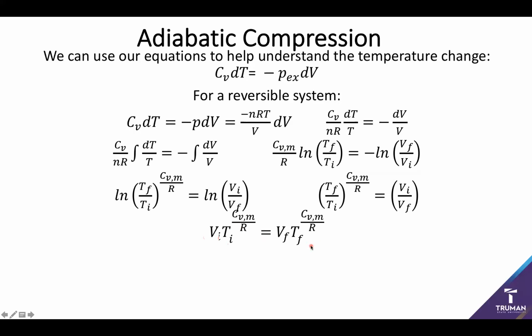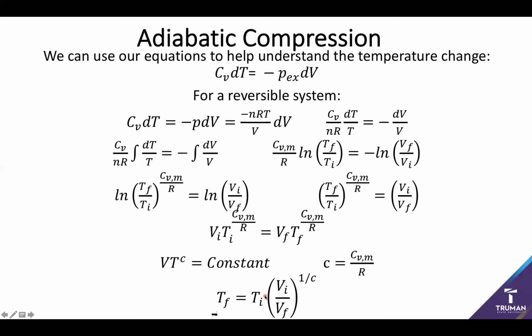Now, what this actually ends up indicating is that since this expression has to be equal for any point in this system, it's often expressed as our volume times our temperature to our corrected isochoric heat capacity is going to be a constant. And as I said before, we can also try and use this to figure out our relative temperature increase for a volume change.